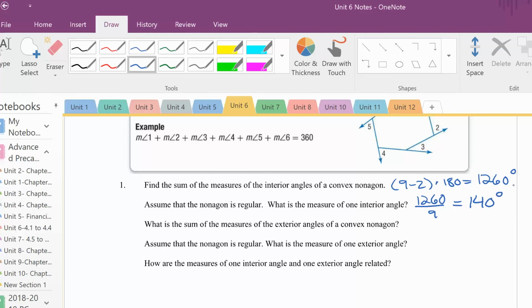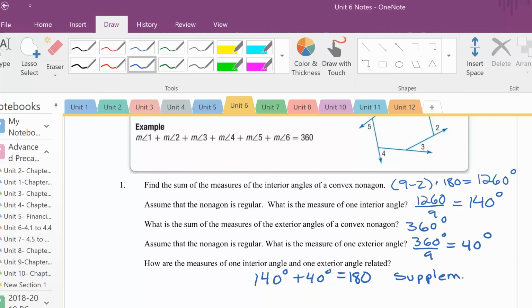The sum of the measures of the exterior angles of the nonagon, well, remember, that's always 360 degrees. So the measure of one exterior angle is 360 divided by 9, which is 40. How are the measures of one interior and one exterior angle related? Well, if you notice, 140 plus 40 is 180. So interior and exterior angles are related because they are supplementary.